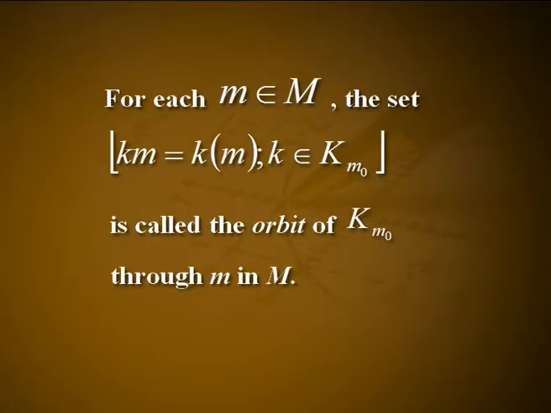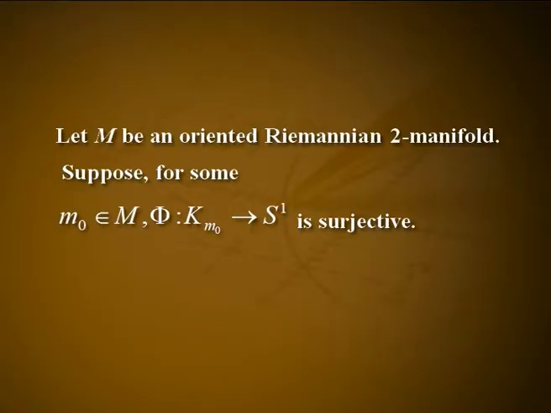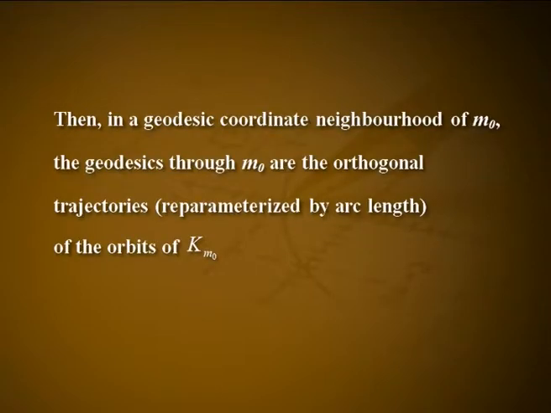Definition. For each small m element of capital M, the set K m is equal to {k(m)}, where k is an element of K m naught, is called the orbit of K m naught through m in capital M. Theorem 3. Let M be an oriented Riemannian 2-manifold. Suppose for some m naught element of capital M, phi from K m naught to S1 is surjective. Then, in a geodesic coordinate neighborhood of m naught, the geodesics through m naught are the orthogonal trajectories, reparametrized by arc length, of the orbits of K m naught.